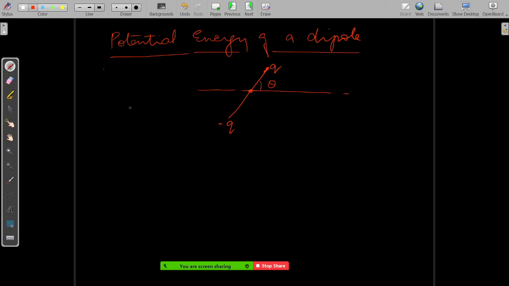So again, as we had done in the previous derivations, what we'll do is we'll try to rotate this dipole by a small angle d theta. Let's say the dipole is like this, and it is going to rotate this side, but you are not allowing it to rotate. So what you are doing is you are rotating it in the opposite direction with a small angle d theta.